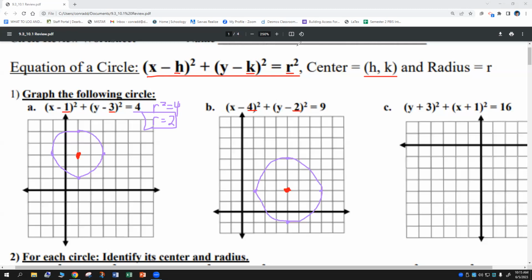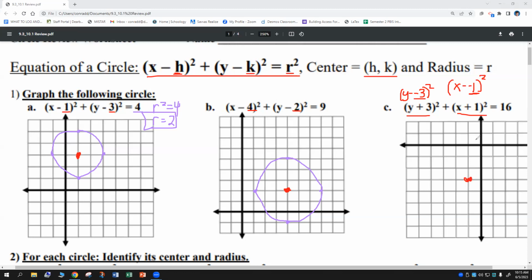All right, and the next one, notice how the x and the y are in different orders, so it's just not in standard form. That's okay. If you're looking at the x, remember x plus 1 is the same as x minus -1. So the h here is going to be -1, because you can rewrite x plus 1 as x minus -1. And then y, same thing. You can rewrite this as y minus -3, so your k is going to be -3. So we have (-1, -3) as our center.